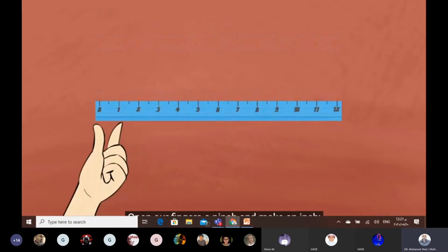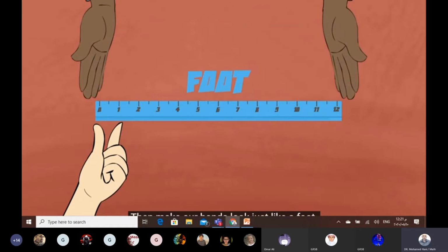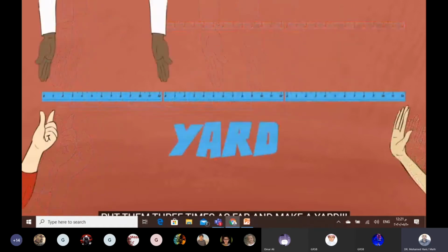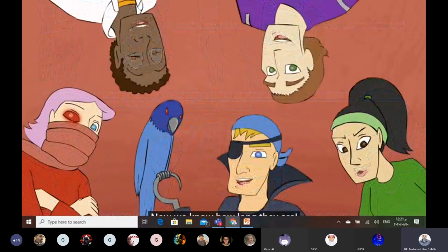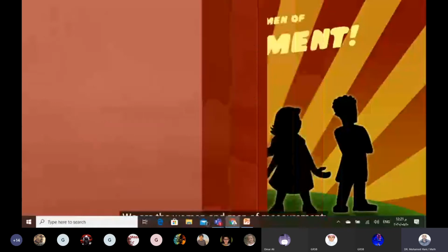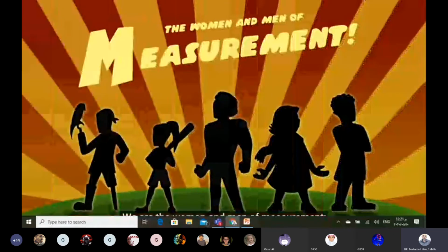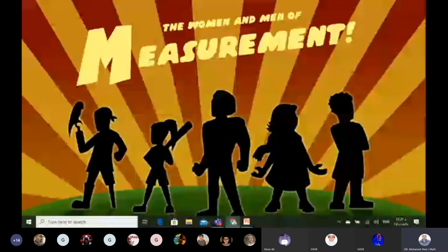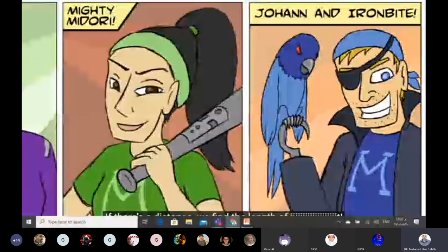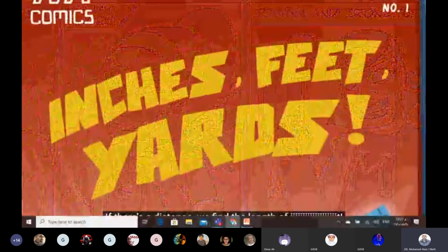Open your fingers a pinch and make an inch. Then make your hands look just like a foot. Put them 3 times as far and make a yard. Now we know how long they are. We are the women and men of measurement. If there's a distance, we find the length of it.